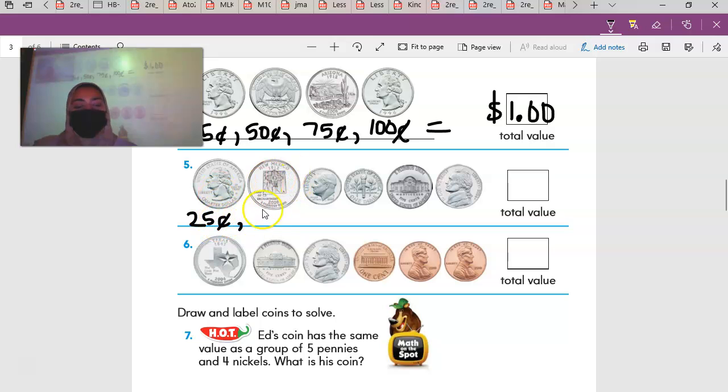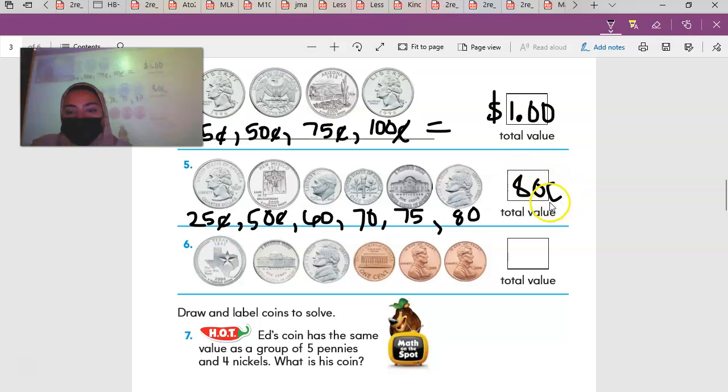So this is 25, and this is another quarter, which makes 50 cents. And then plus a dime is 60, plus another dime is 70, plus a nickel is 75, and plus another nickel is 80. So the total value is what? 80 cents. And yes, I forgot the cent sign. I didn't really forget it. I did that on purpose. I was going to go back and draw them in.